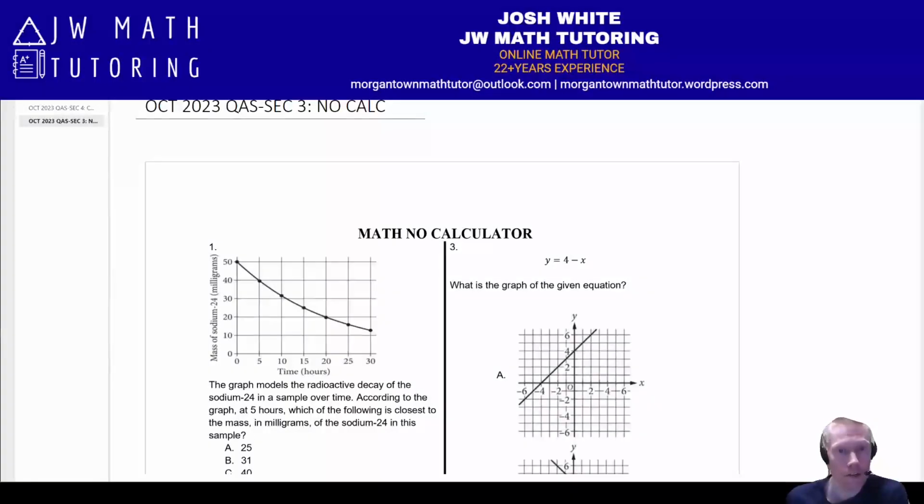All right. Just before I get started going through the no calculator section from the October 2023 QAS, the math part of this SAT exam, just a couple things to keep in mind.